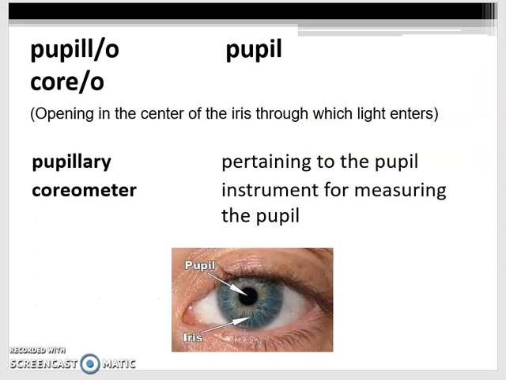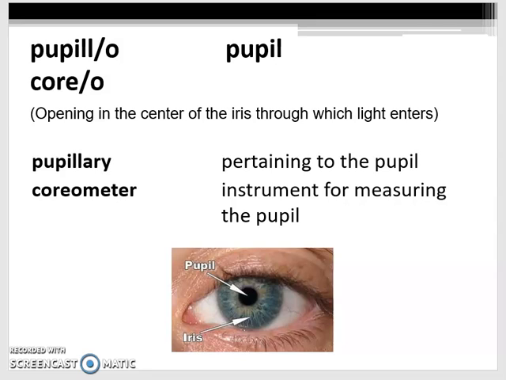And the pupil, which I've already mentioned, the iris surrounds the pupil. The pupil itself is the opening in the center of the iris through which light enters. So it's essentially just a portal to the outside world, which is thankfully covered by the cornea, which protects anything from any transmission of materials through the eyeball itself. Two combining forms here. We have pupillo and coreo, both mean pupil. Pupillary is pertaining to the pupil, and a coreometer is a way to measure the size of the pupils, and that's very important in pathologies of the eye.